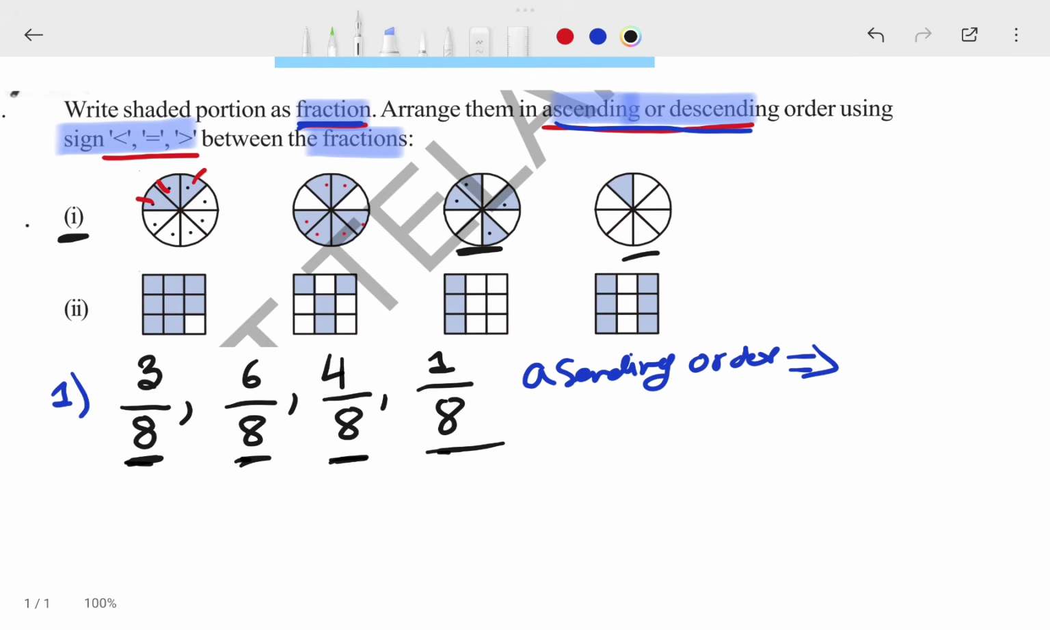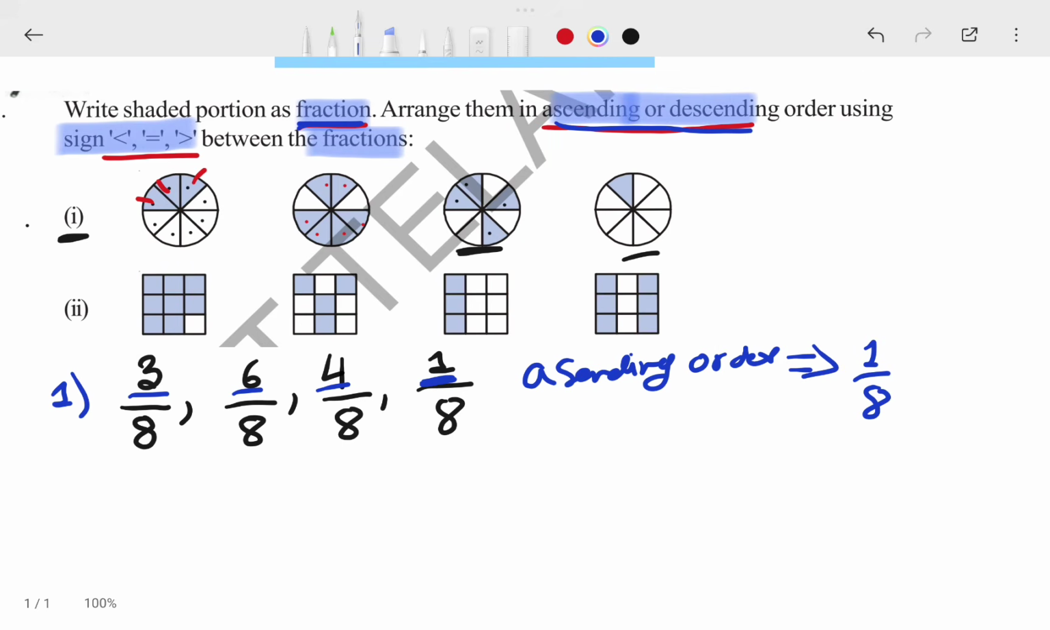So how can we find which is the smallest? We cannot find it by looking at the denominators, because all are the same. So here we are going to look at the upper numbers: 3 is there, 6 is there, 4 is there, and 1 is there. We are going to arrange these. Among 3, 6, 4 and 1, which is the smallest? You will say, sir, 1 is the smallest here. So write 1 first of all here. Write 1 by 8.